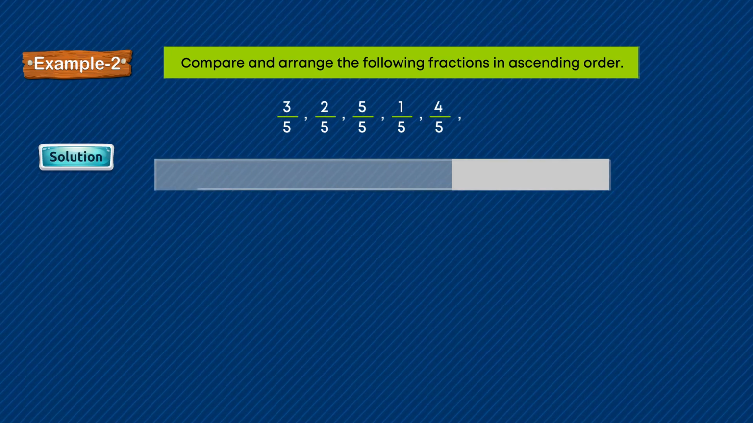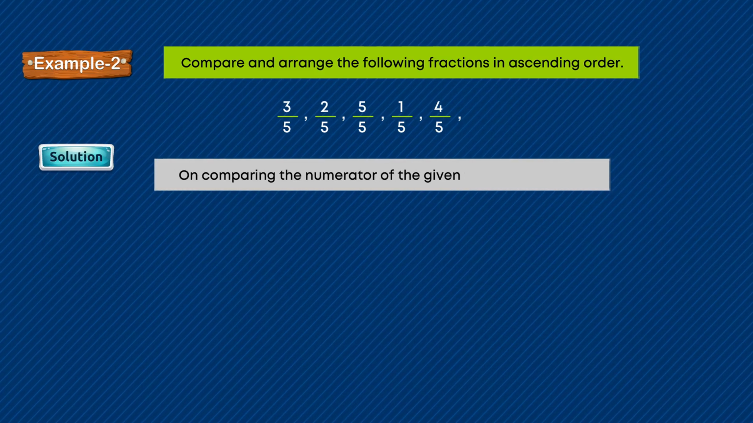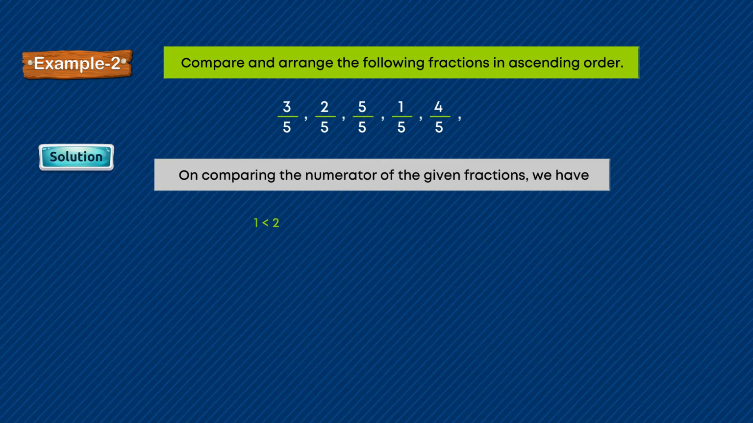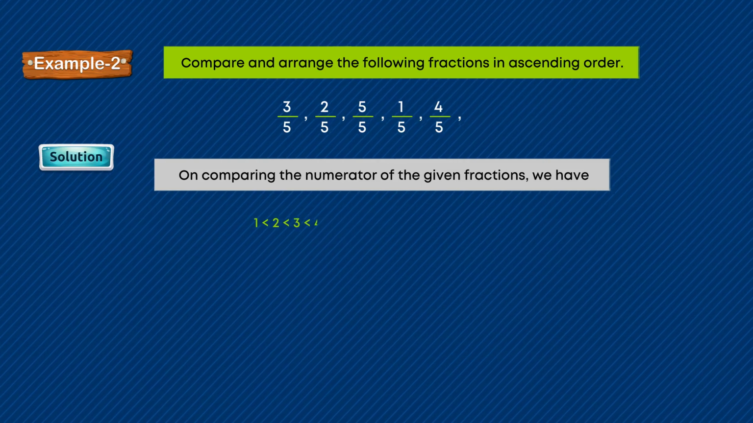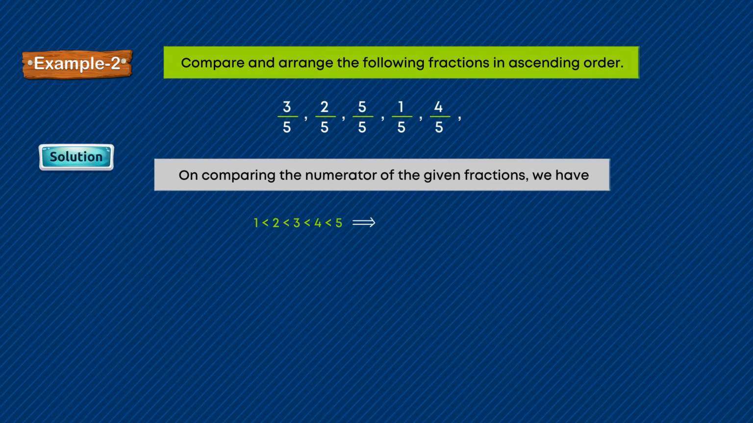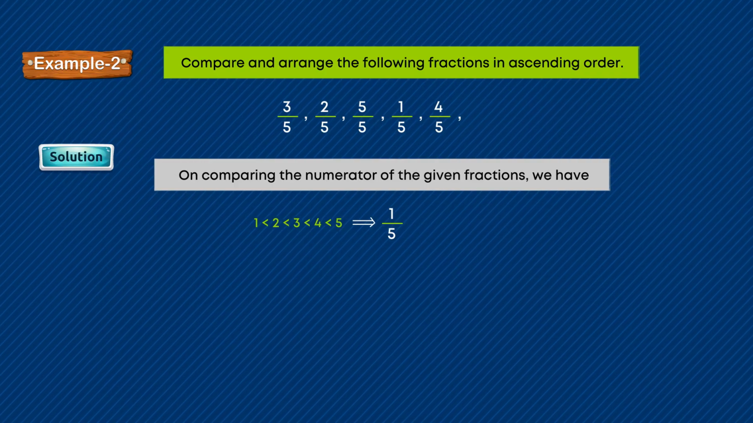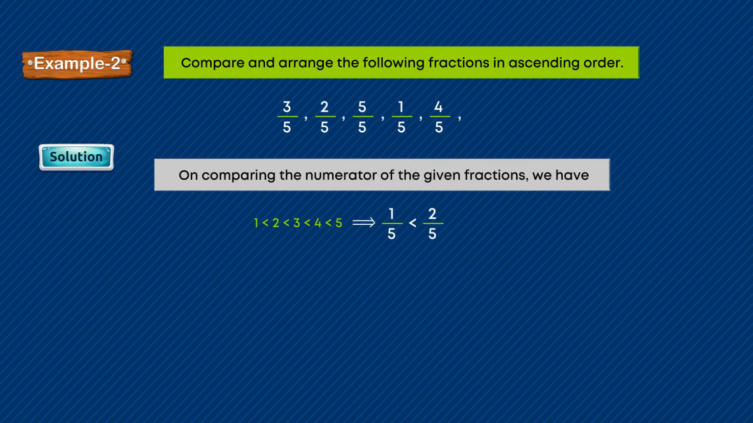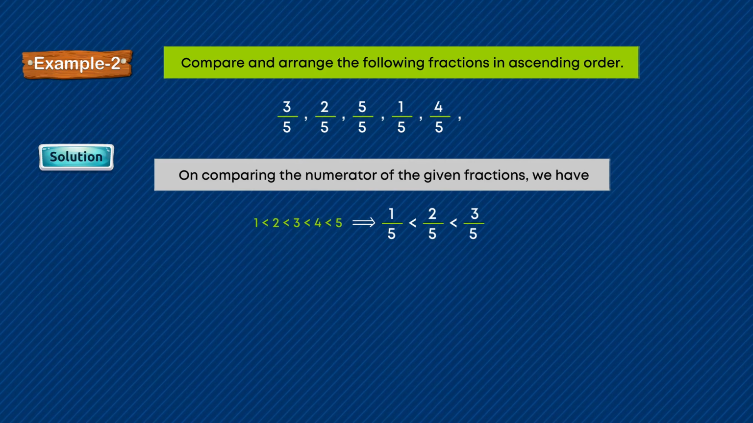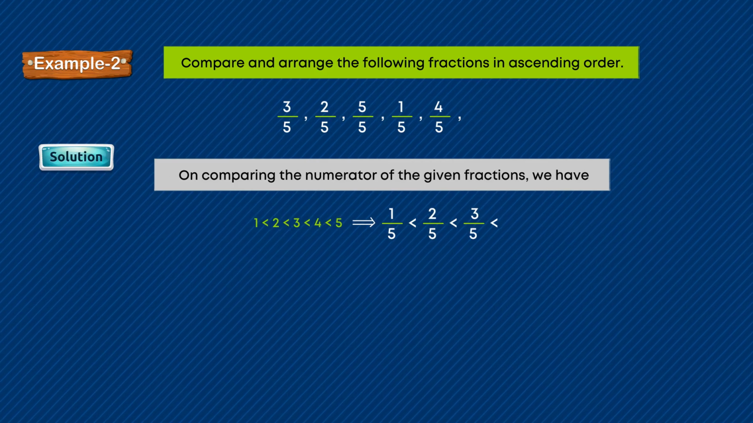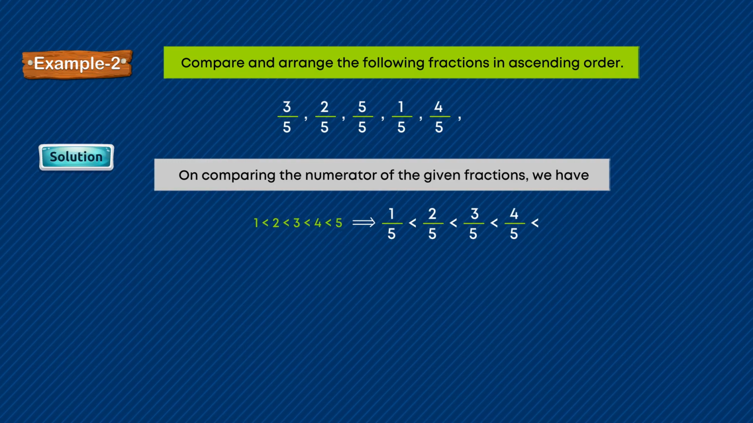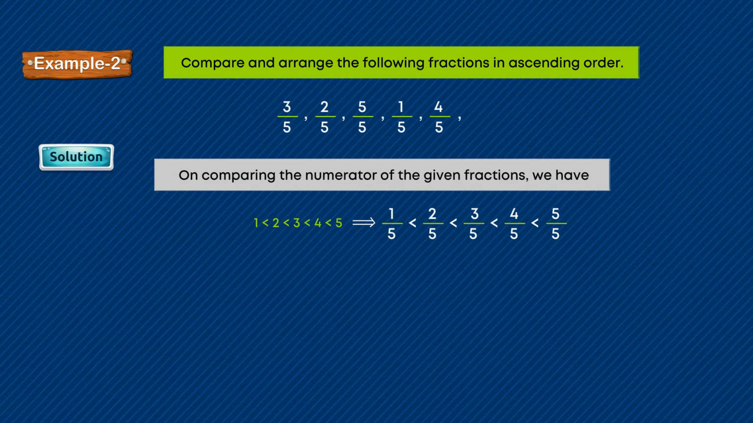Solution. On comparing the numerators of the given fractions, we have 1 is less than 2, is less than 3, is less than 4, is less than 5, which implies 1 by 5 is less than 2 by 5 is less than 3 by 5 is less than 4 by 5 is less than 5 by 5.